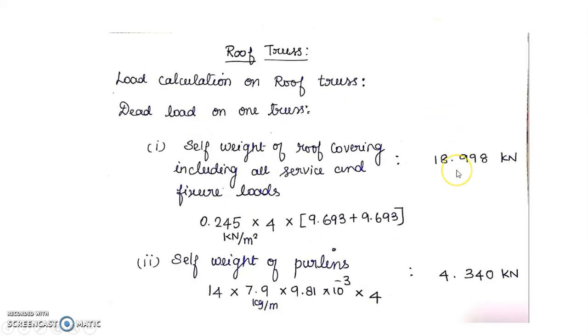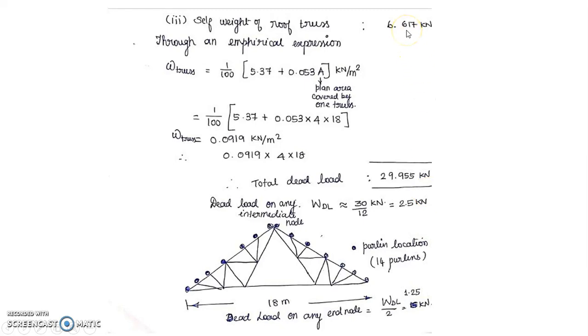By adding the weight of the roof covering, weight of purlin, and weight of roof truss, I'll get the total weight on any one intermediate roof truss, which is this much. I'm rounding up to 30 kilonewton. This 30 kilonewton has to be distributed along these node points.